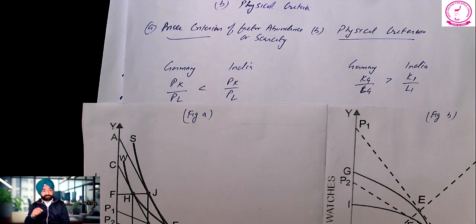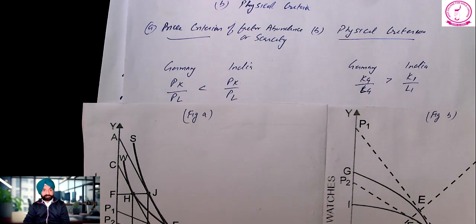Here we assume that there are two countries, because this is the assumption: two countries producing two goods, and they have two factors of production. So here we are taking two countries, Germany and India, and two factors of production, capital and labor, and they are producing two goods, watches and shirts. This you have to remember: Germany and India producing two goods, watches and shirts, with the help of labor and capital.